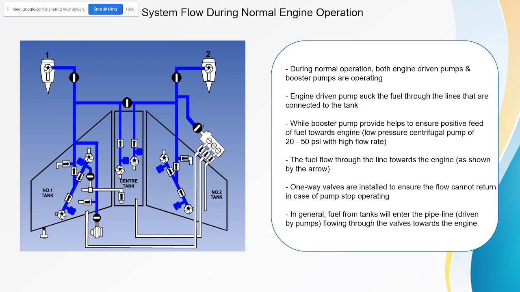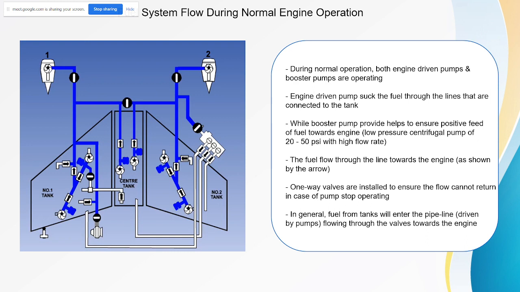Normally it's not full. Let's say we ask for 5,000 kg. This means we have to balance each tank: 2,500 on number 1, 2,500 on number 2. Normally number 2 tank will reach the level first because it's very near the refilling panel.